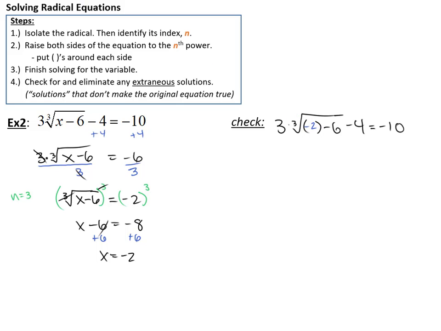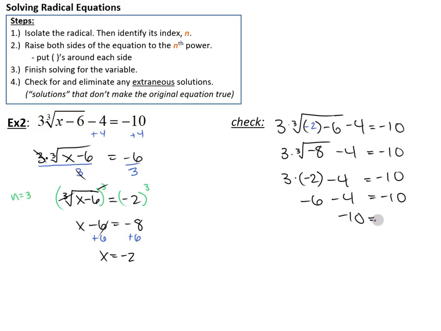So let's plug in our value, -2. And simplify in the radical first. -2 minus 6 is -8. The cubed root of a -8, what number times itself 3 times is -8, and you can do this in a calculator as well, we'll show you that in class, is -2. -2 times itself 3 times is -8. Again, we'll show you how to do that with a calculator if you're not sure. Now we can multiply. 3 times -2 is -6. And -6 and -4 does make -10.